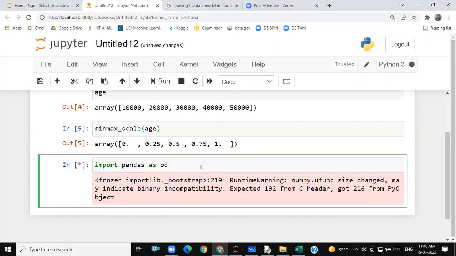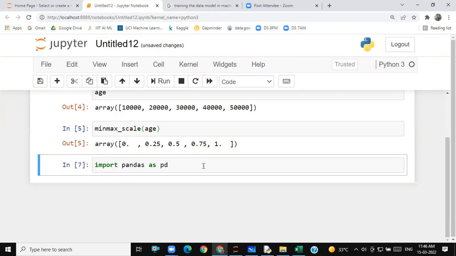Actually, maybe some error has come. Just a minute. Not a problem. Let it happen. Not a problem at all. There may be some corruption, there may be some problem.